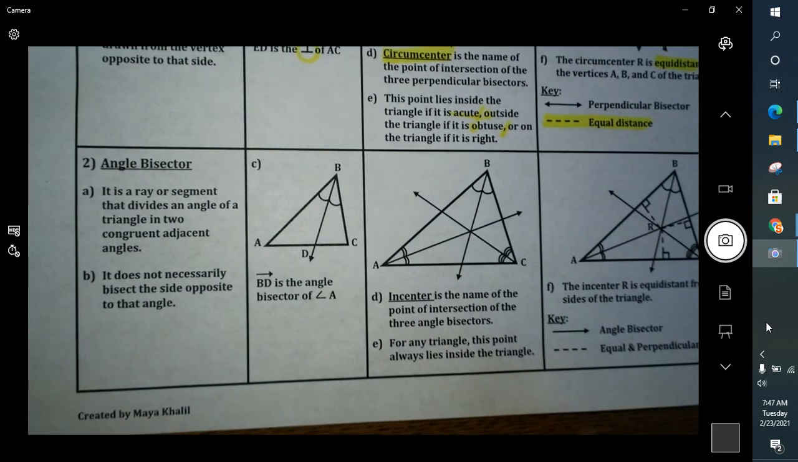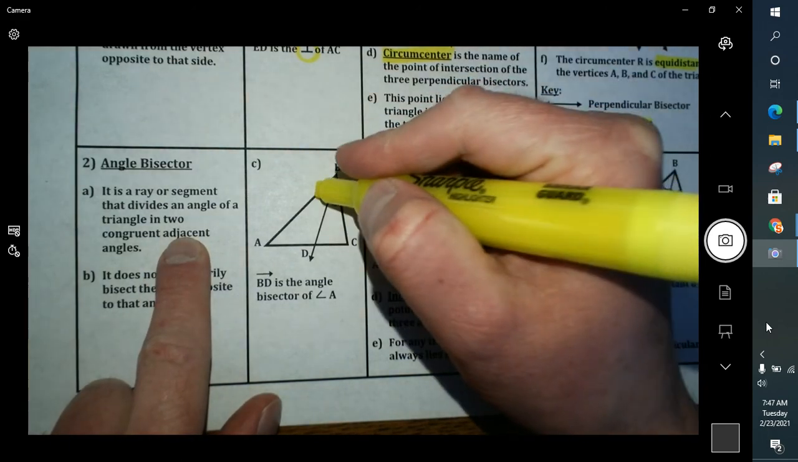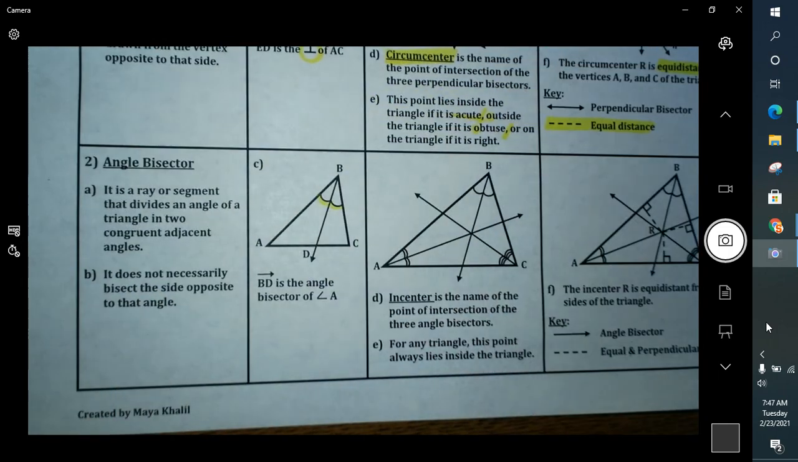All right, so our angle bisectors here. Our angle bisector is a ray or segment that divides an angle into two congruent adjacent angles. Adjacent means just right next to each other, as we can see. Those guys are right next to each other.